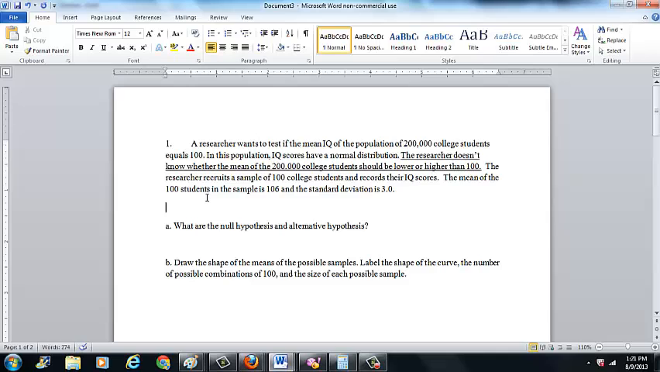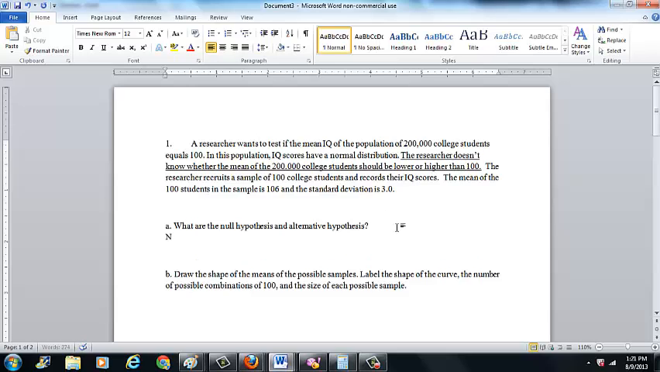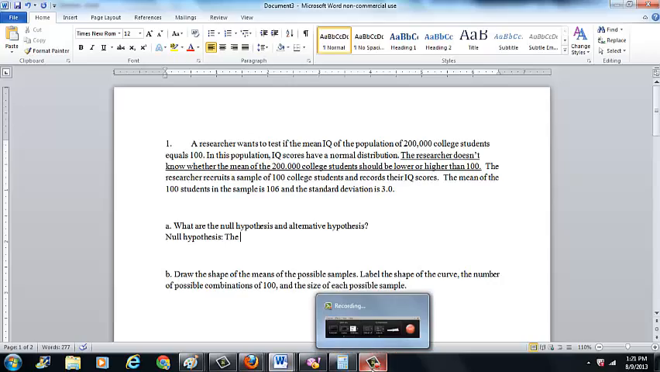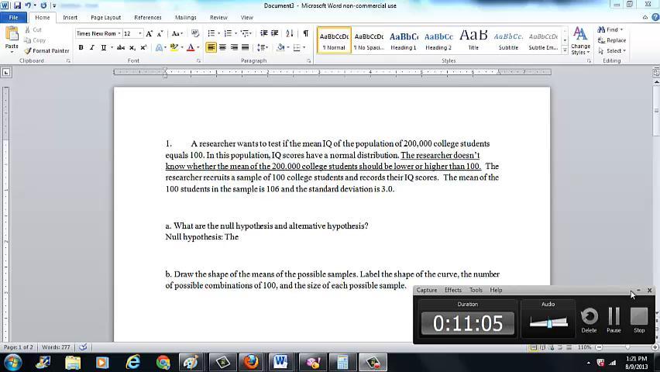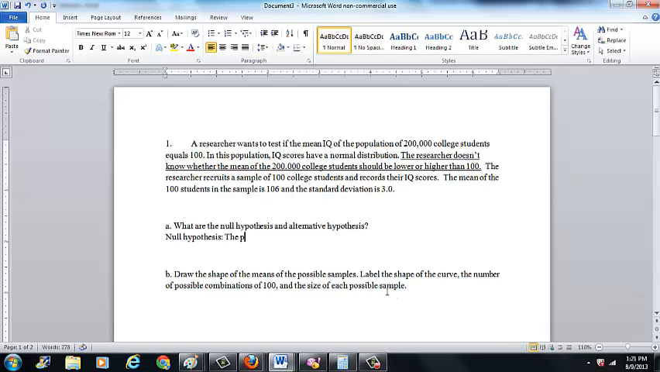And that tells us what the alternative hypothesis is going to be. The null hypothesis is still just saying that the population mean equals the value being tested. So it's saying that the population mean equals 100, because that's what's being tested. We're testing if the population mean is 100.